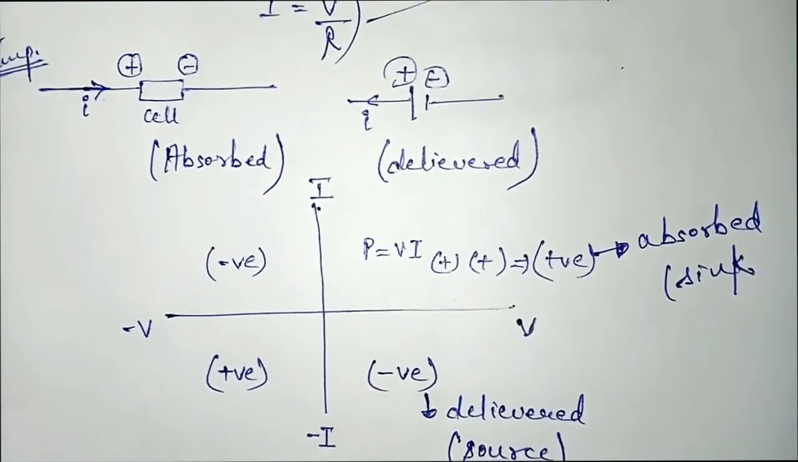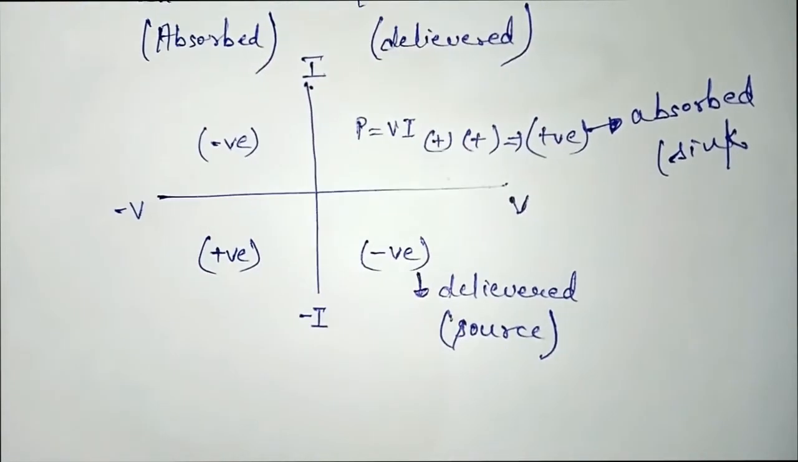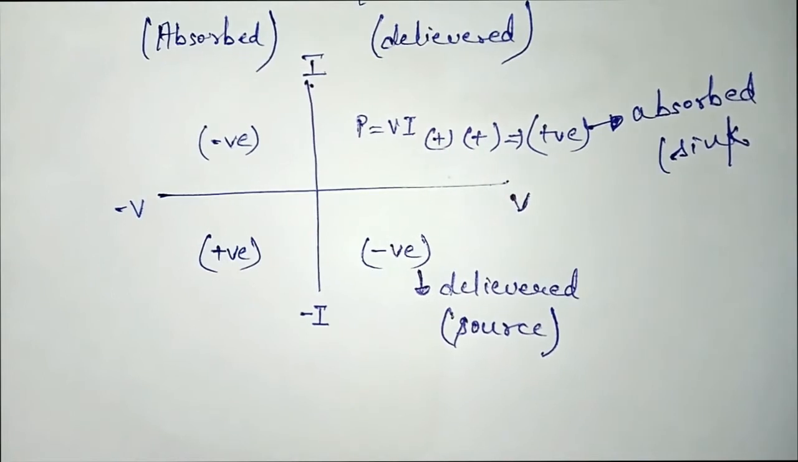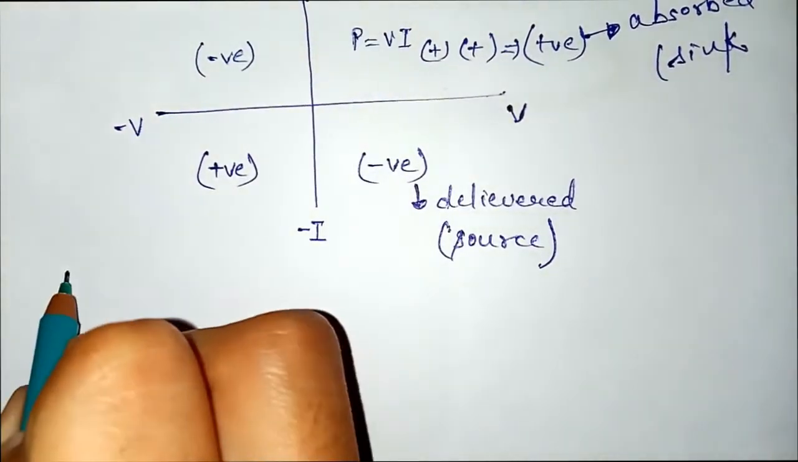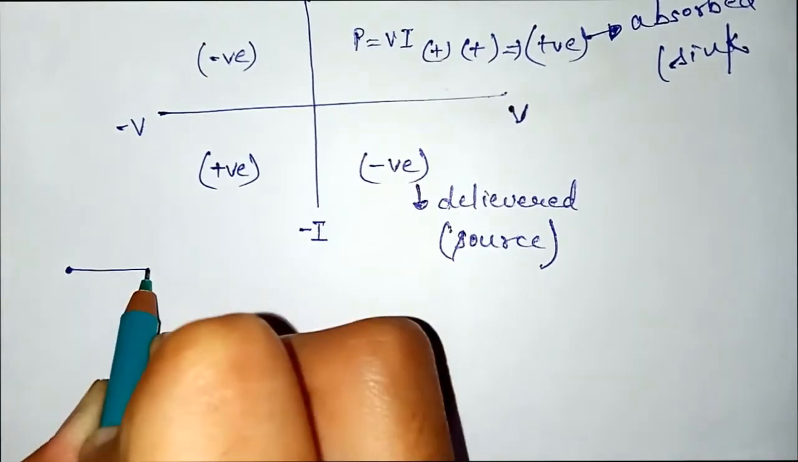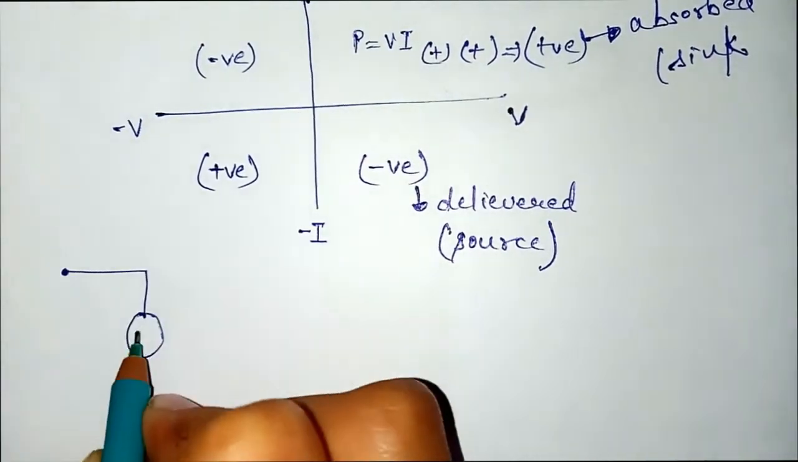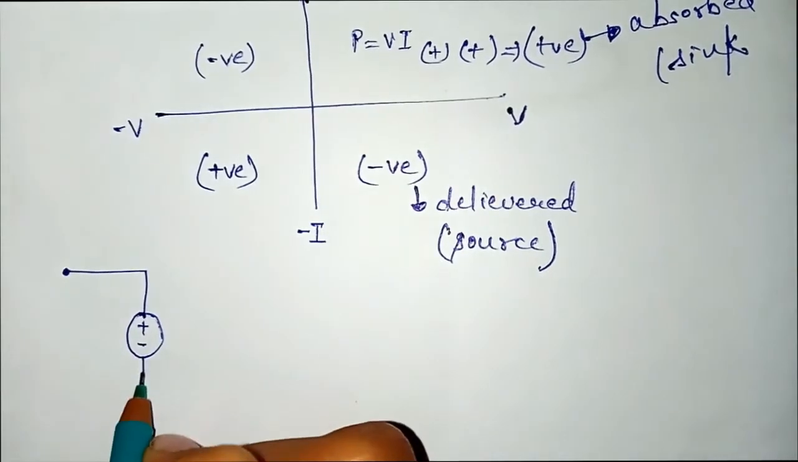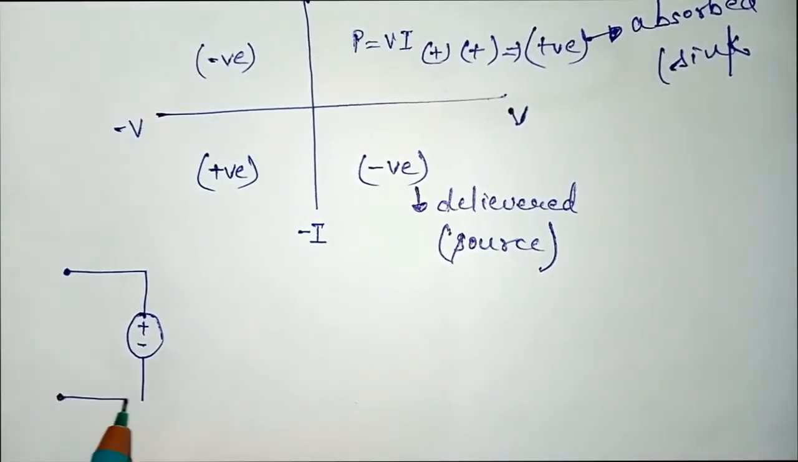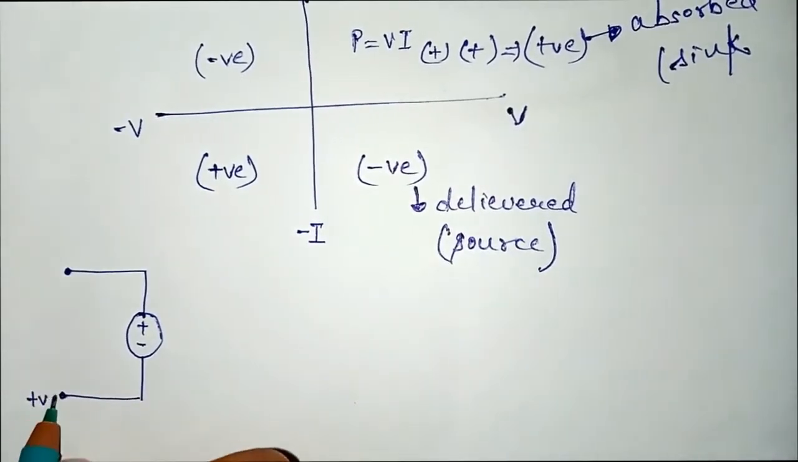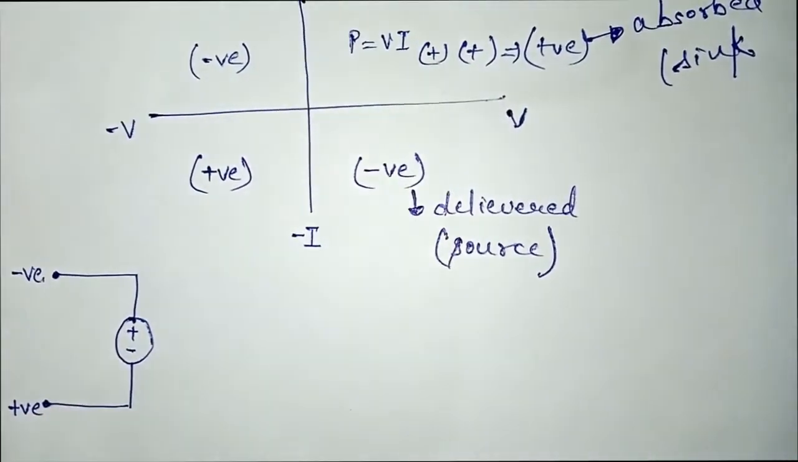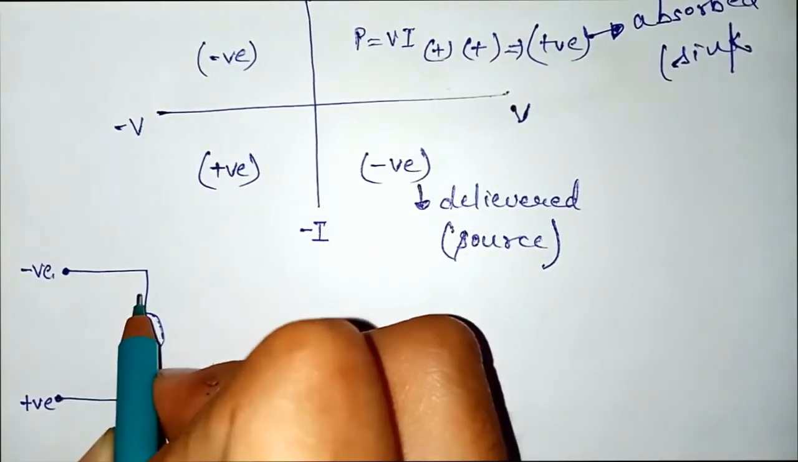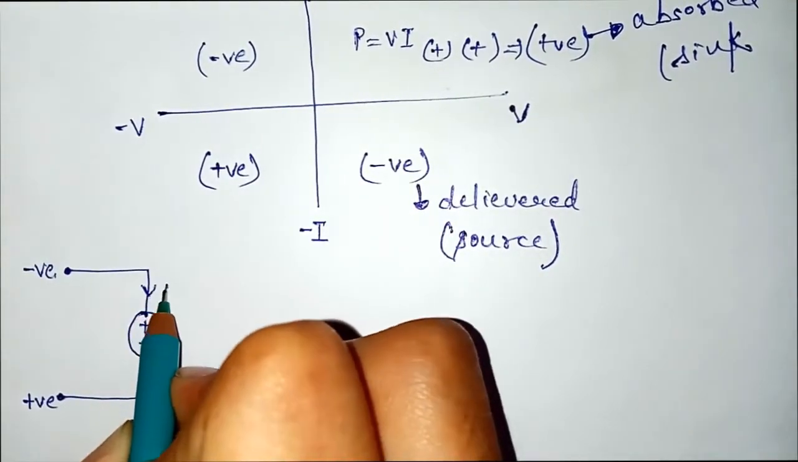Let's suppose you have current dependent or voltage dependent sources. Say like this. Let's say this is the positive terminal and this is the negative terminal. Suppose current is entering in this.